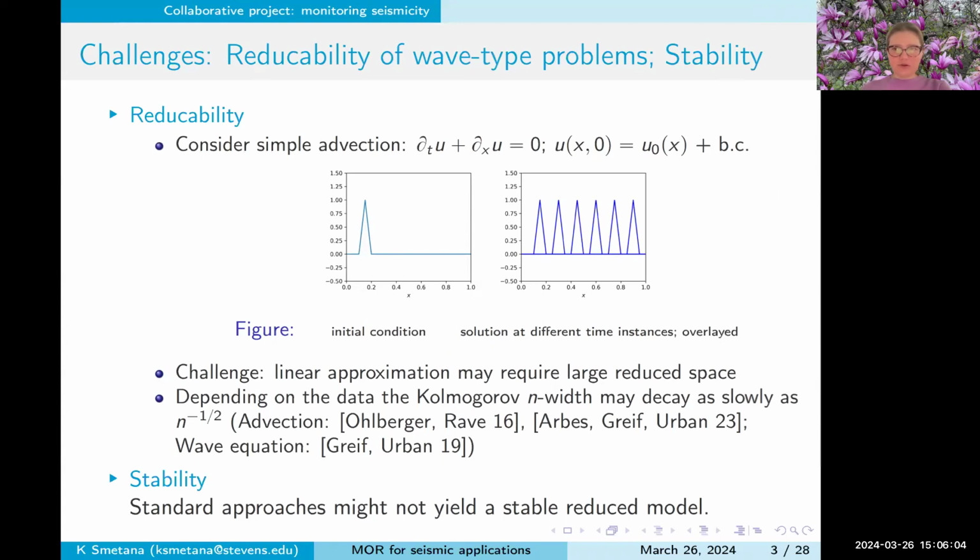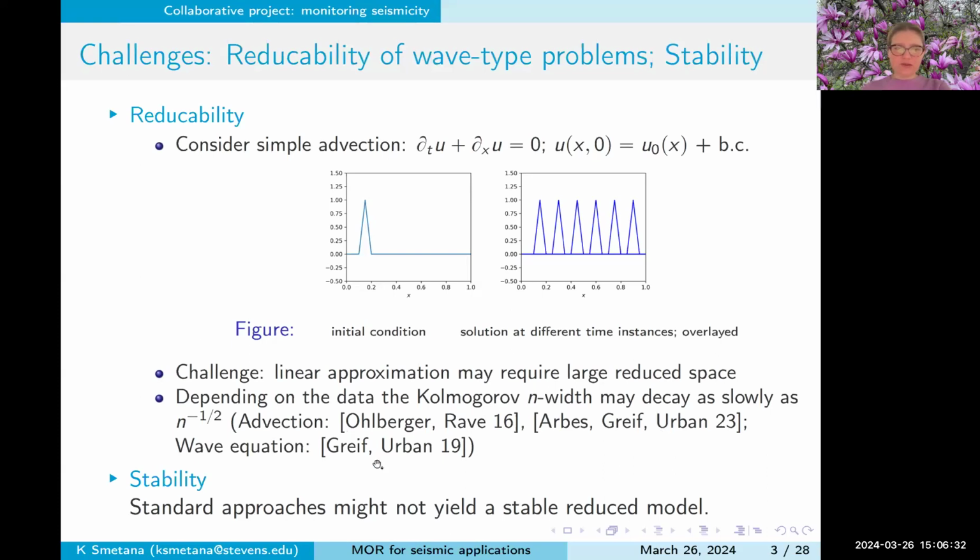However, what I really want to highlight here is that it's really a may. In this case, we have non-smooth initial conditions. However, as has been shown in a recent preprint by Kathrin and his students, the Kolmogorov n-width decay really depends on the data.